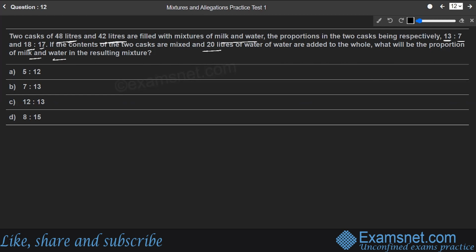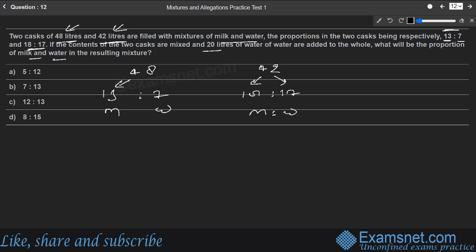Okay, so there are two different solutions given. One is 48 liters in quantity, another one is 42 liters in volume, and they have different milk and water components. The first one has a milk to water ratio of 13 is to 7, another one has a milk to water ratio of 18 is to 17. So let us find out quickly. The two mixtures have different milk and water ratios. So let us first find out the first cask's quantity of milk and water. The 48 liter one has the composition 13 is to 7, and we are dealing in the order of milk is to water. And this 42 liter one has the milk and water composition as 18 is to 17, that is milk is to water.